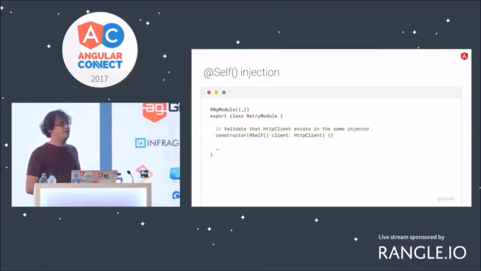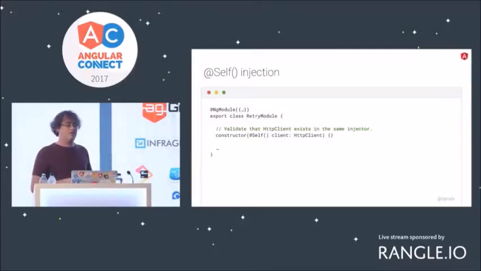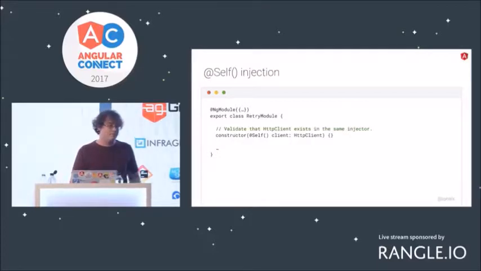And we can also tag this injection with this metadata, @Self. And what @Self says is only get this from the current injector, don't go up the hierarchy. So it makes sure that HttpClient exists in the same injector that we're binding our interceptor. And that's much better than failing silently if the user puts the module accidentally somewhere that HttpClient isn't configured. And so with this, we've accomplished all the goals we set out to design the retry interceptor. It's easy to configure, and it's safe to use.